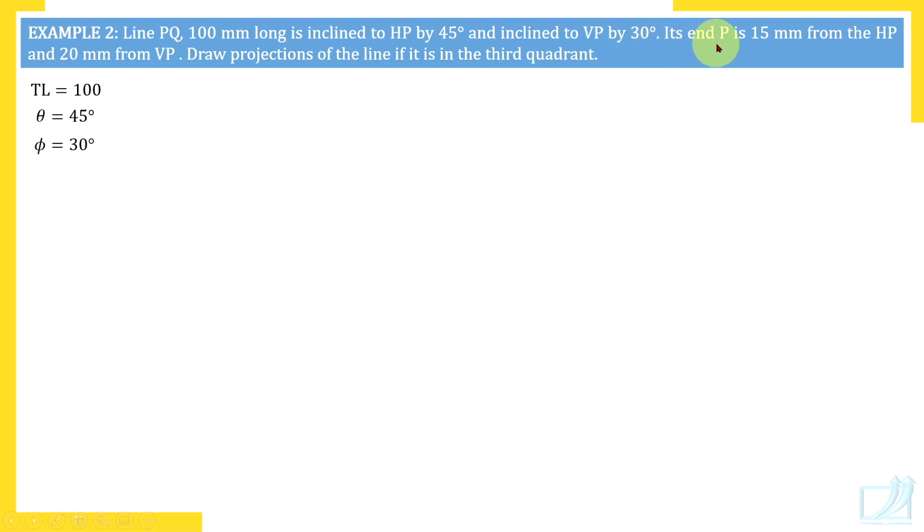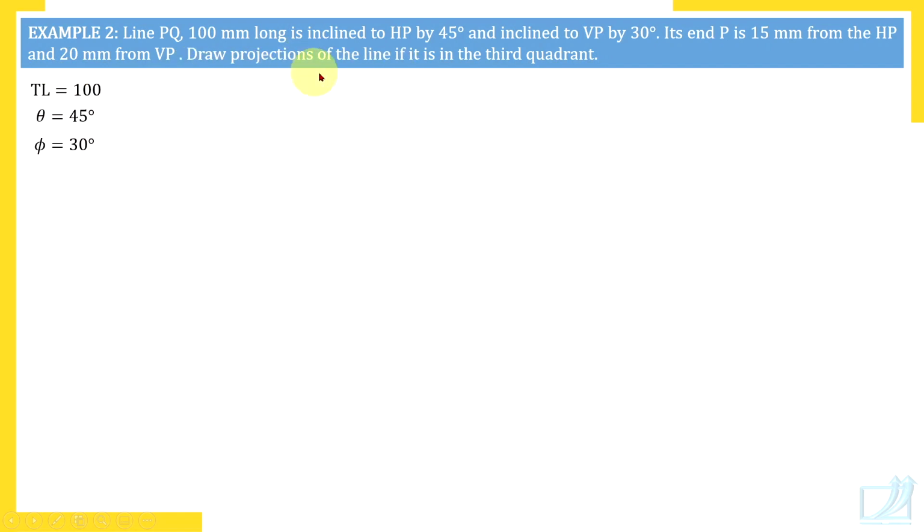Its end P is 15 millimeter from HP. It's not mentioned whether it is above HP or below HP. Okay, so we'll read it further. 20 millimeter from VP. It's not mentioned whether it is in front of VP or behind VP. No problem, we'll read further. Draw projections of the line if it is in the third quadrant. Okay, now we are sure that line is in third quadrant.